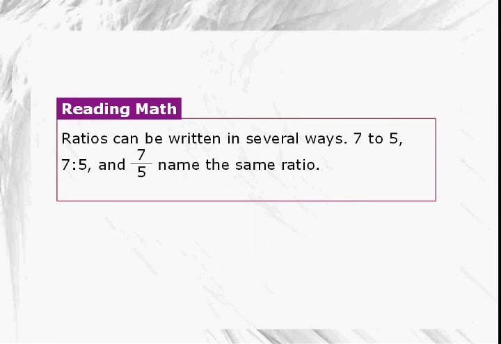So, ratios can be written in several ways. 7 to 5, 7:5, and 7 over 5. They all name the same ratio. Notice how I said 7 to 5 all 3 times. It does not matter which way you write it, you still say 7 to 5, with the "to" in the middle.